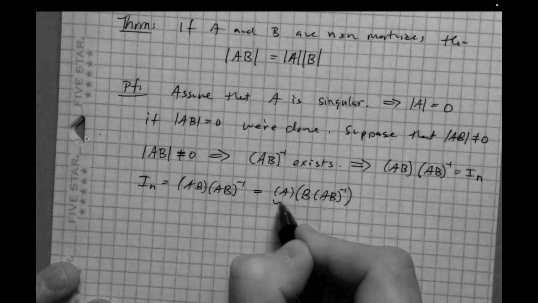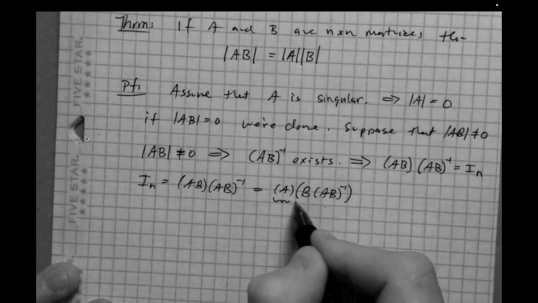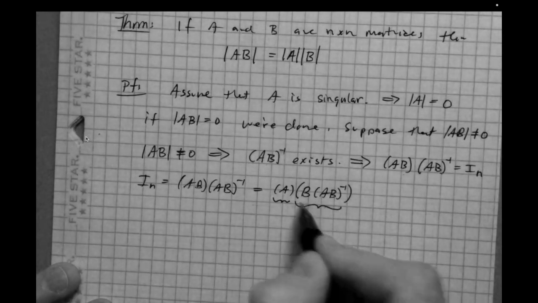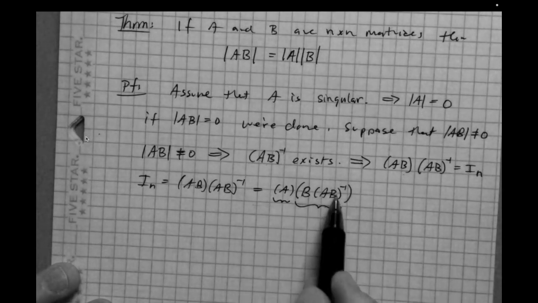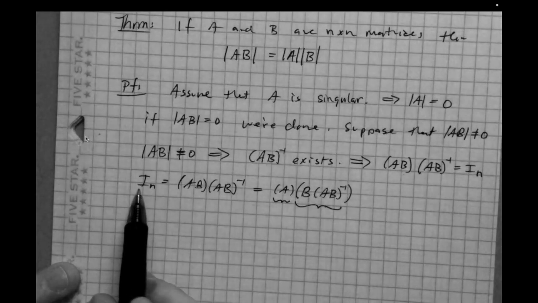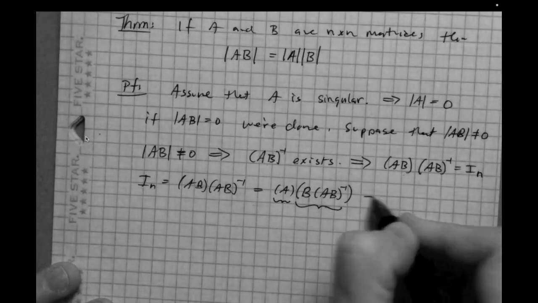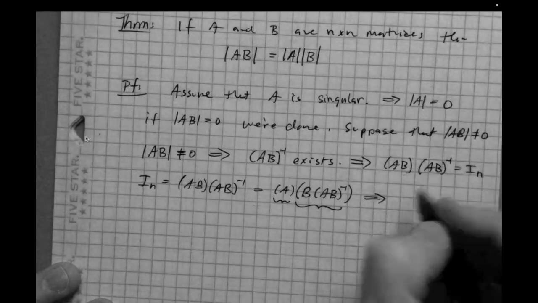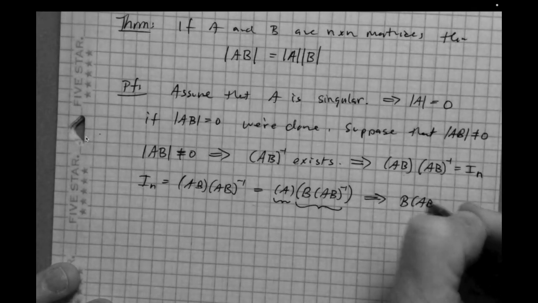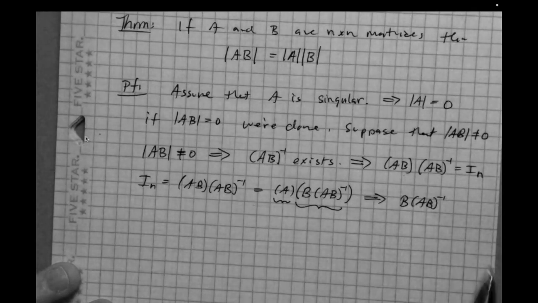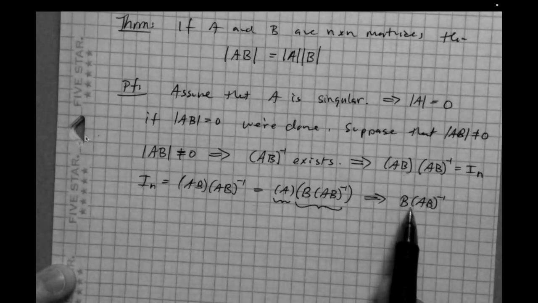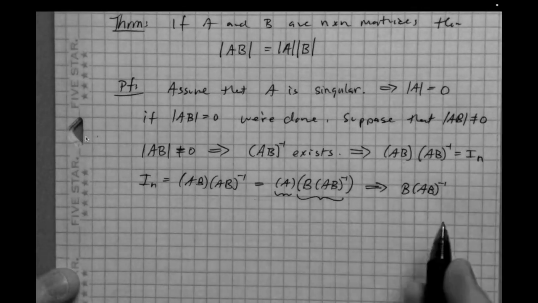Then what does this imply? Well, I've got a matrix here, A, and I've got another matrix here, B times AB inverse. And that product is equal to the identity. So what this implies is that B times AB inverse is an inverse. This matrix here is an inverse of A.